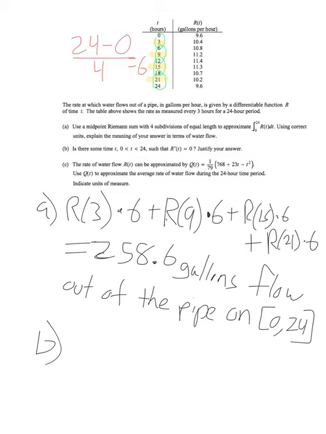And if we look at our output values here, we're increasing until right here, and then we're decreasing the rest of the time. So I'm assuming that there's going to be a place where R of t is increasing here, and then we start decreasing.